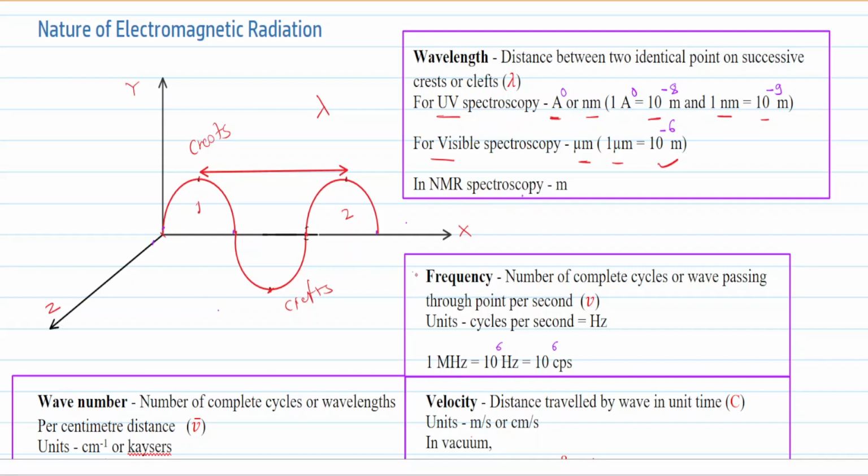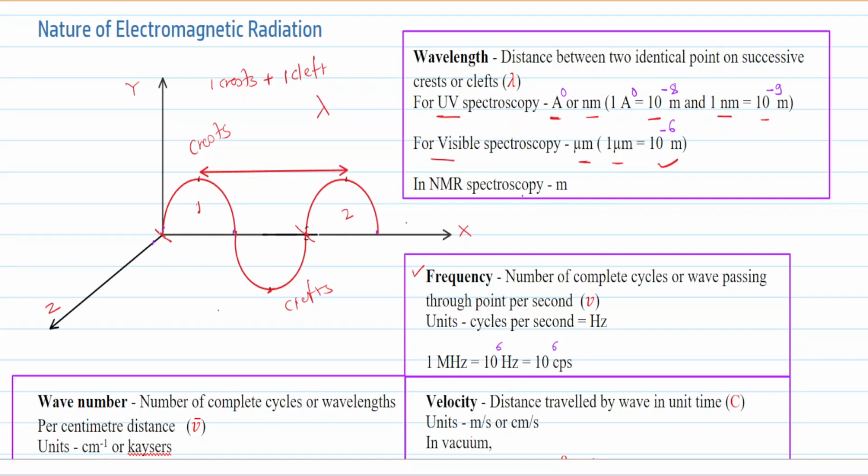Then the second characteristic is the frequency. Now, to understand the exact meaning of the frequency, we have to consider a complete cycle. The complete cycle is nothing but one crest plus one cleft. So the complete cycle is composed of one crest and one cleft. So from this point up to this point, it is the complete cycle.